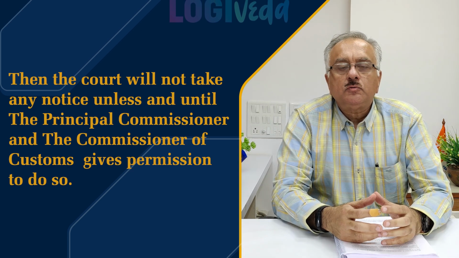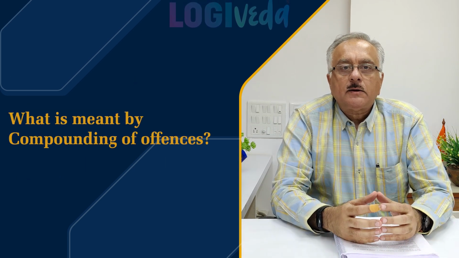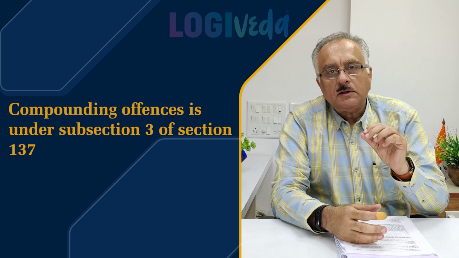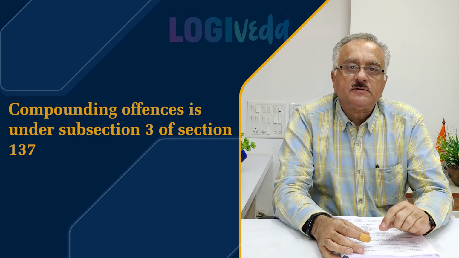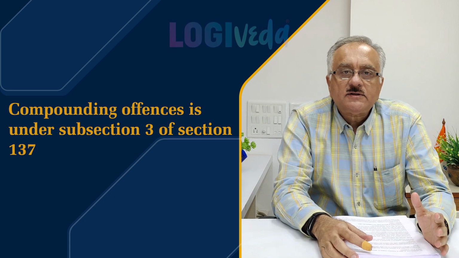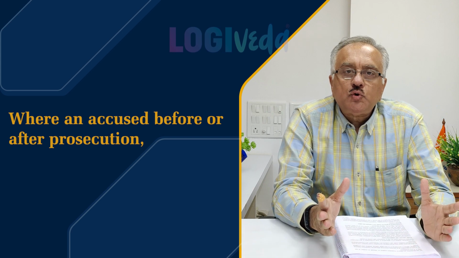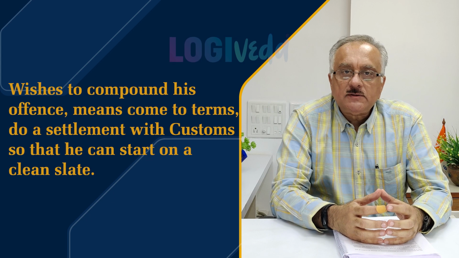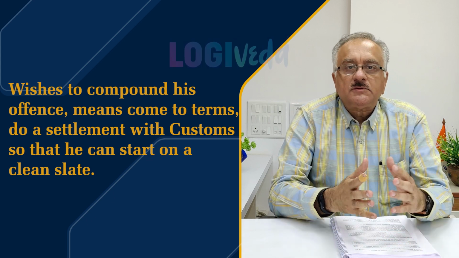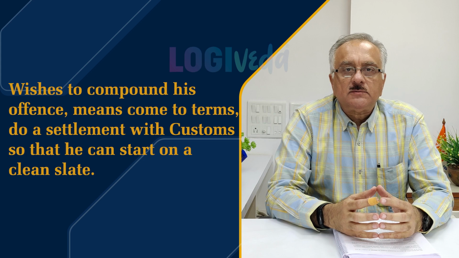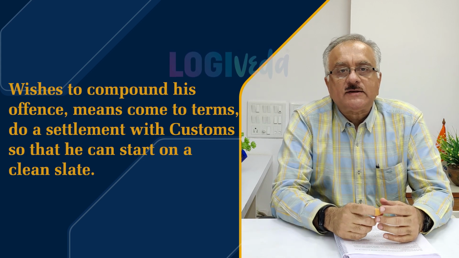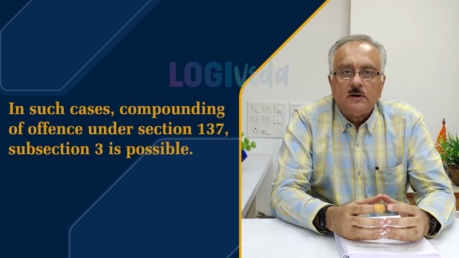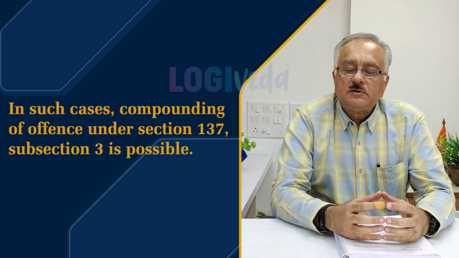Now let me give you what is meant by compounding of offences. Compounding offences is under subsection 3 of section 137. And it says that where an accused, before or after prosecution, wishes to compound his offence, means come to terms, do a settlement with customs so that he can start on a clean slate, in such cases, compounding of offence under section 137 subsection 3 is possible.